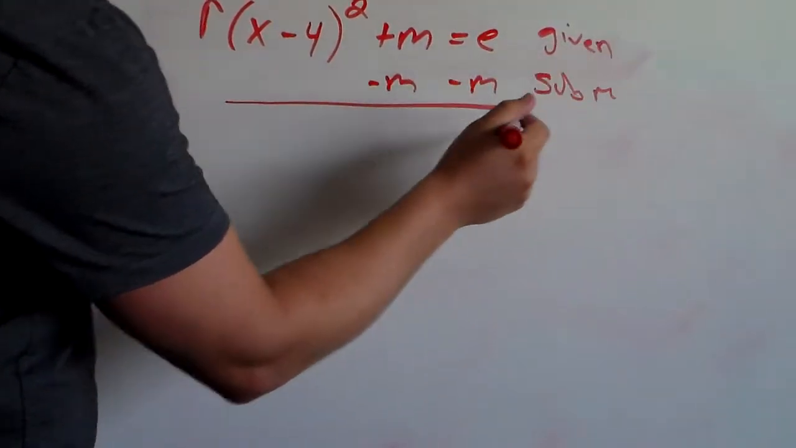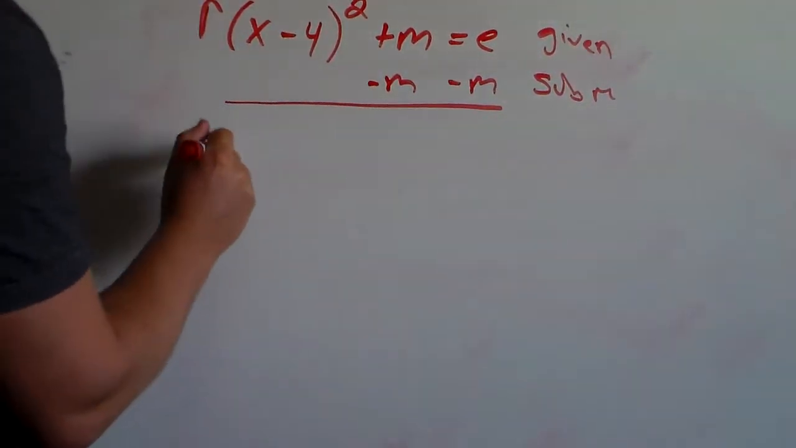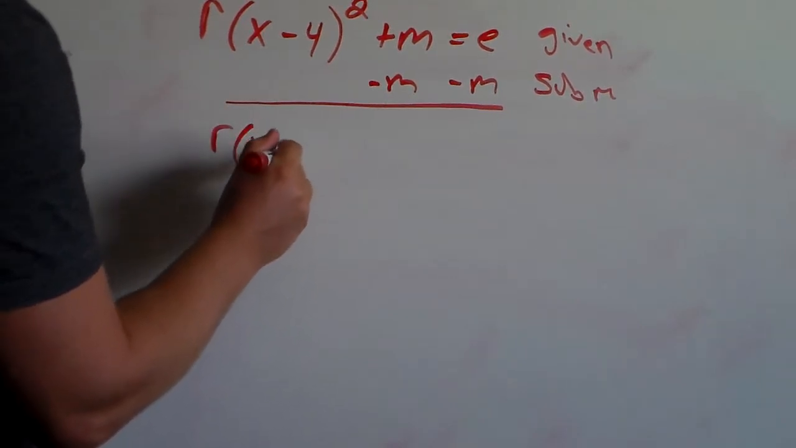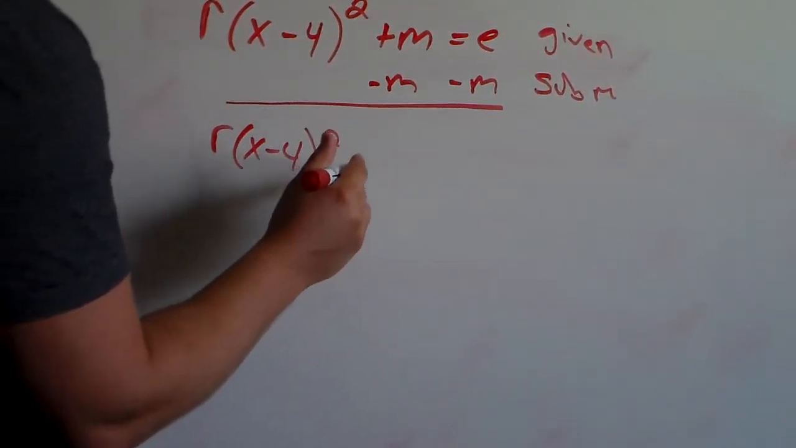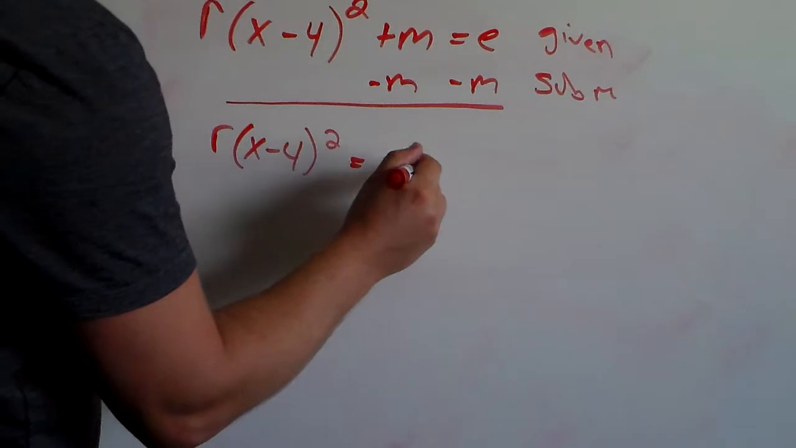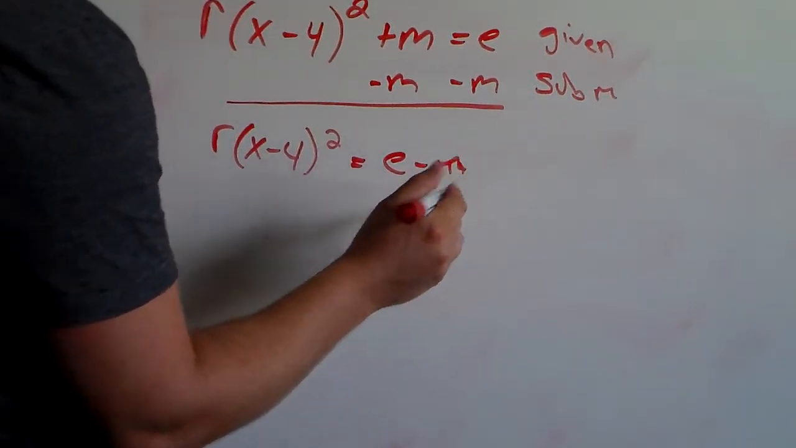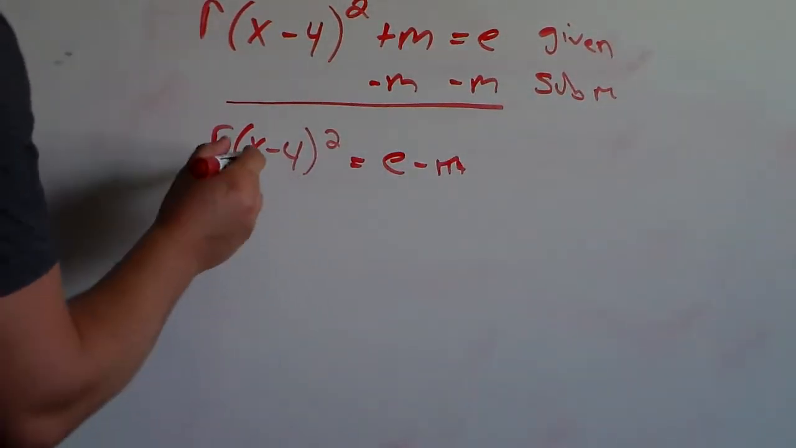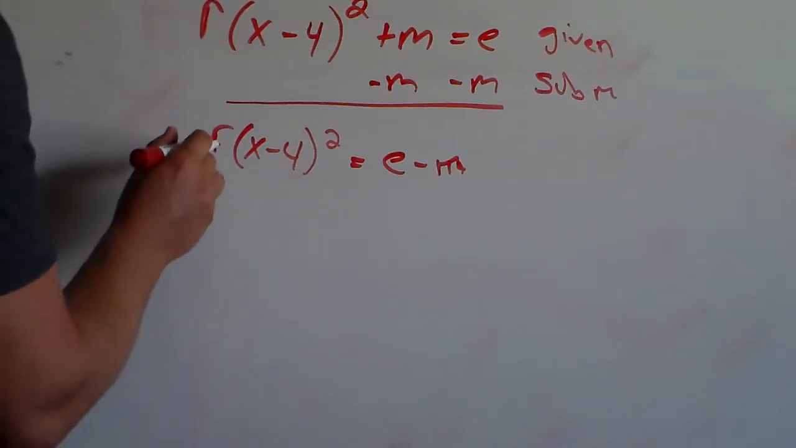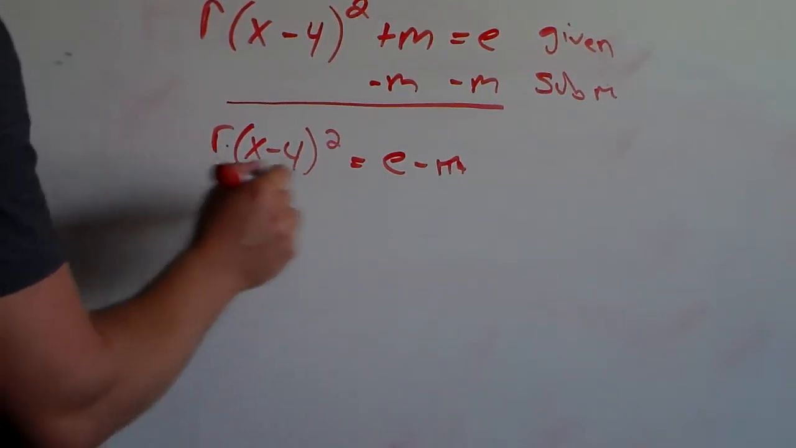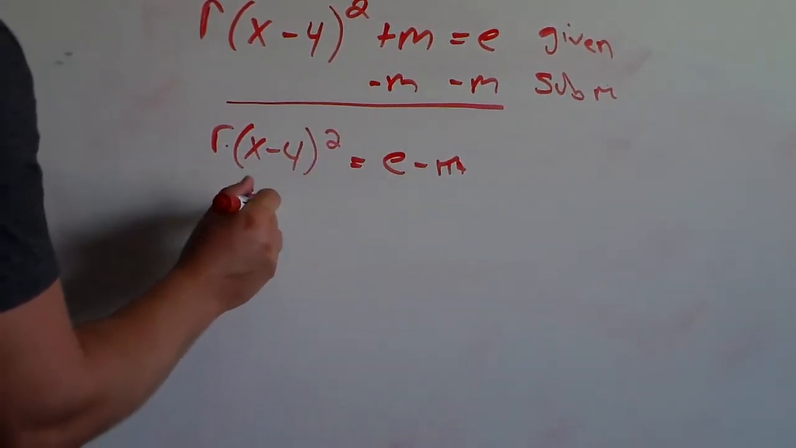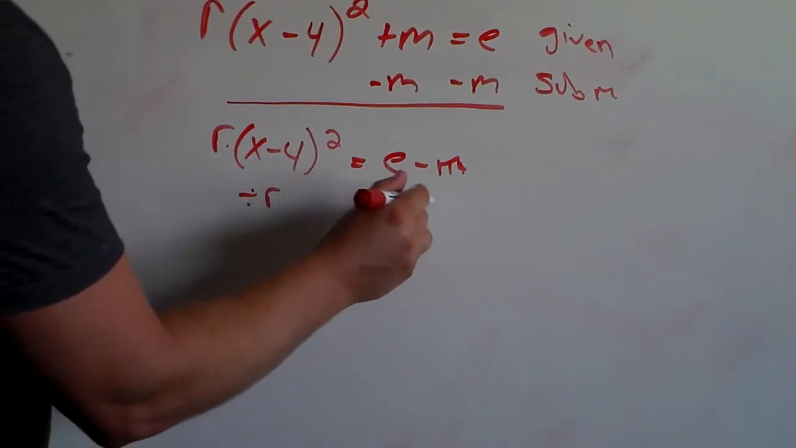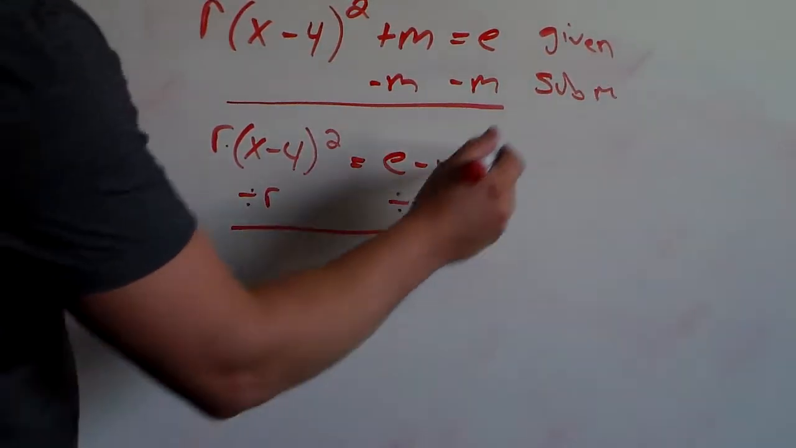Our first line is our given. Then we subtract m from both sides. So we get r times (x minus 4) squared equals e minus m. Now, remember, our goal is to get x all by itself. So we have to use inverse operations to get the r on the other side. So we divide by r to both sides of that equation.